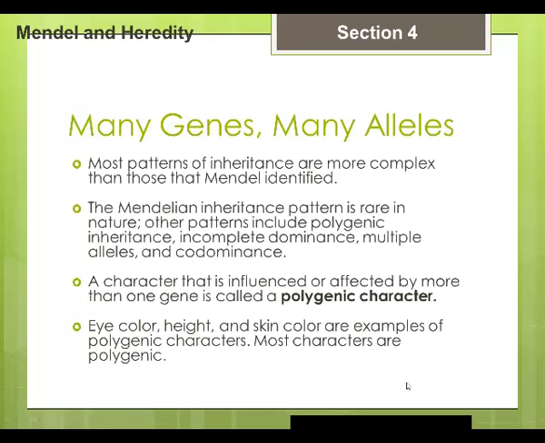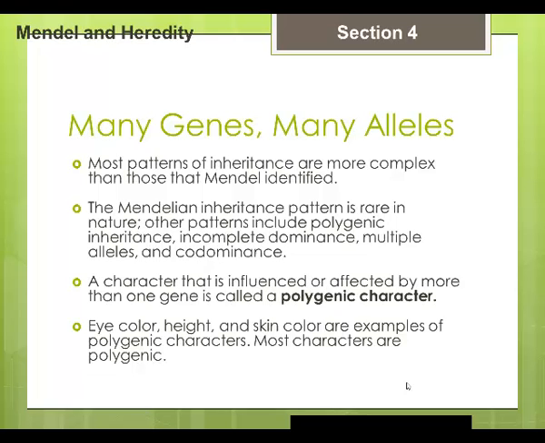Many genes, many alleles. It's really important for us to realize that Mendel's laws are much more complex than what he really identified. In nature, Mendel's inheritance patterns don't happen very often. There's a number of other things that control how genes are passed on from parent to offspring, and also how your body actually expresses those given traits. A number of those different patterns of inheritance include polygenic inheritance, incomplete dominance, multiple alleles, and codominance.